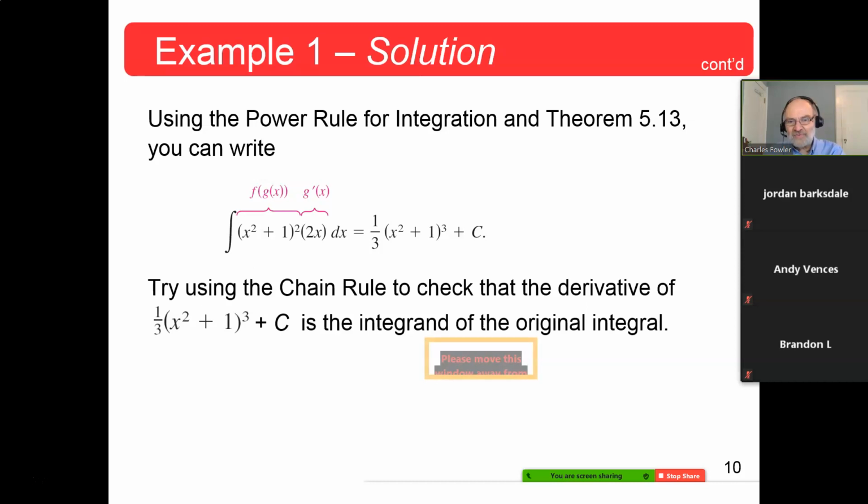It says try using the chain rule to check the derivative of this, and that would be easy. 3 times 1/3 is 1 times x squared plus 1 to the second power. Then the chain rule says take the derivative of the inside times 2x. That's exactly what you got: x squared plus 1 to the second power times 2x dx. And the derivative of c is 0. So you get exactly what the integrand is.